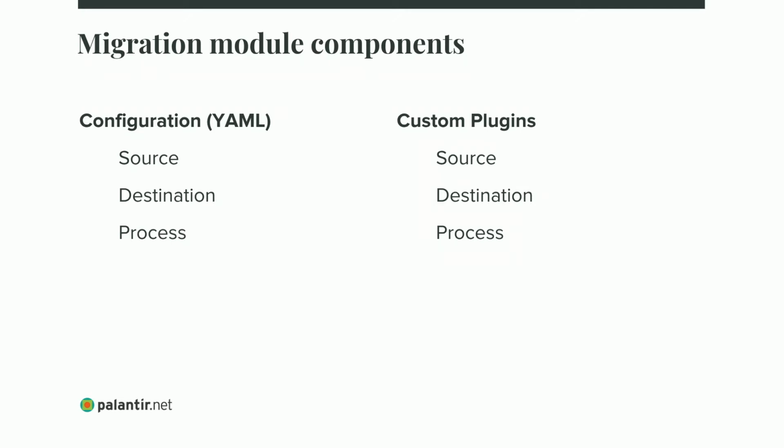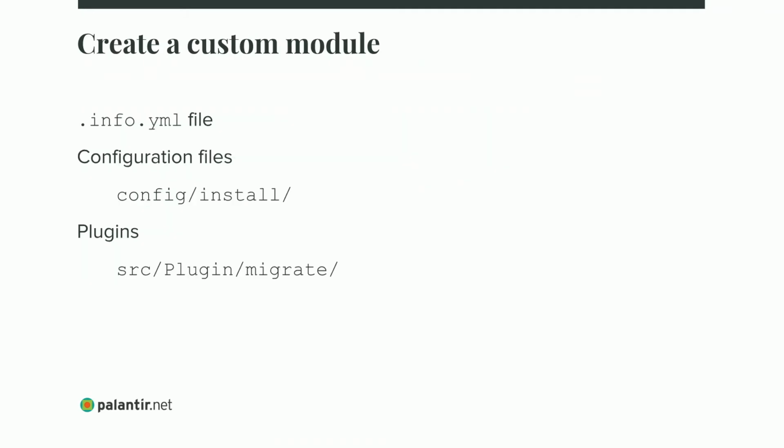If we have a special kind of file that's not supported or a special kind of database, you might create a source plugin. If you have a special kind of entity that you need handling for, you might create a destination one, and we'll cover some of the process stuff as well. So just like most modules, it's an info file. We can set up a folder where we're going to put all of our configuration files and a folder where we're going to put all our plugins.